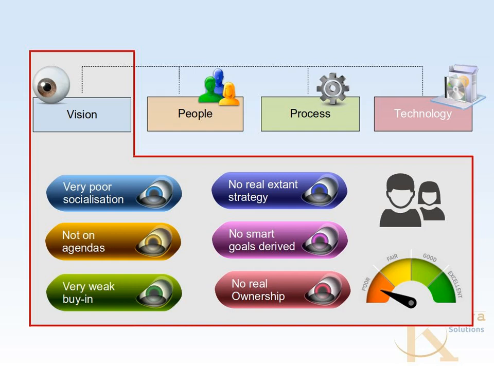There's no real ownership. And so we perform poorly in the vision box as well. Of course, this is also linked to the people side of things. Okay, that's the bad stuff. That's the negative stuff. It doesn't have to be that way.